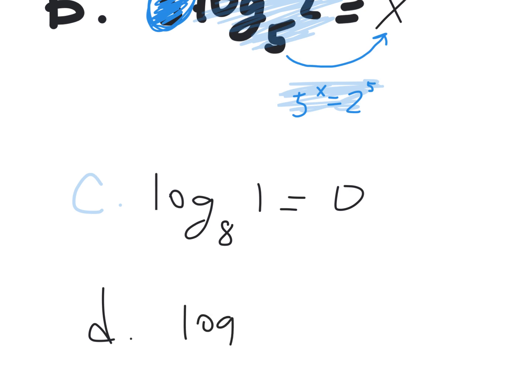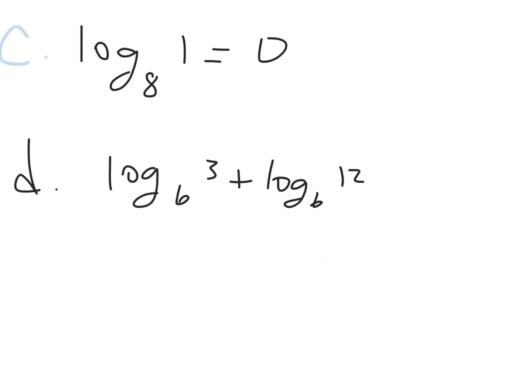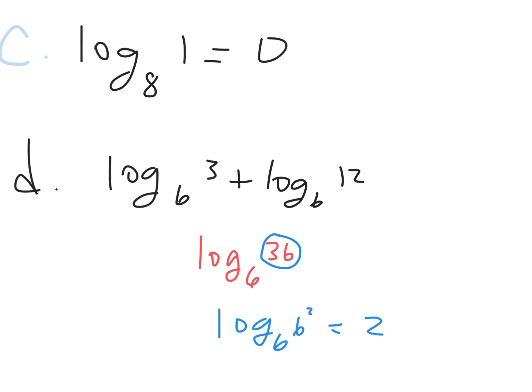Log base 6 of 3 plus log base 6 of 12. Ah, I know how to do this kind. You remember how to do this kind? The bases are the same, so you can combine them. So what do you think? Well, don't you multiply the arguments? So make it into one log: log base 6 of 36. And I know another thing about that. 6 squared equals 36. So if this is really log base 6 of 6 squared, the answer simplifies to just 2 because the bases are the same. So the answer is already there.